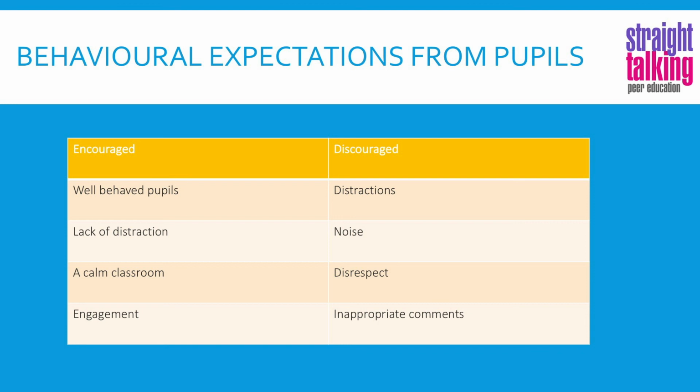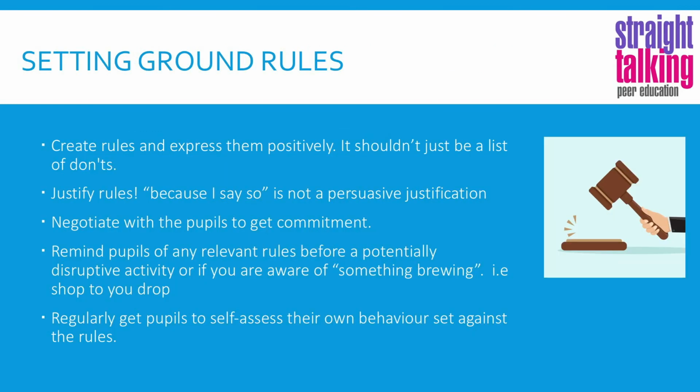So related to this are behavioural expectations. What you want to encourage are well-behaved students, a lack of distraction, a calm classroom and high engagement levels. What's discouraged are distractions, noise, disrespect and inappropriate comments. Another thing linked to this is, although you will be discussing teenage pregnancy, sexual exploitation and healthy relationships, the content should never be explicit. And obviously, due to maturity levels, students may make inappropriate comments at times, which you should try not to acknowledge. If it does get out of hand, then you can remind them of your boundaries and ground rules.